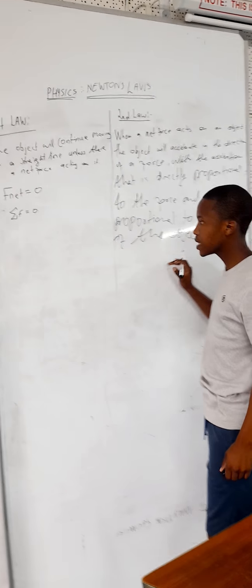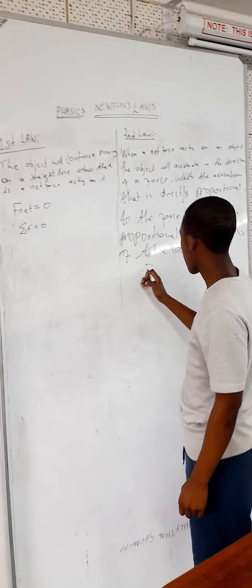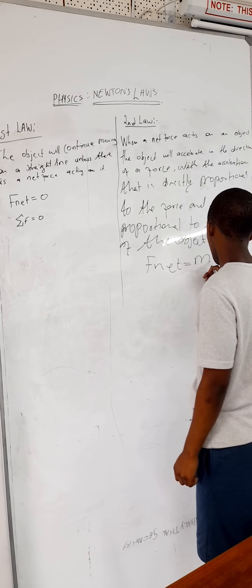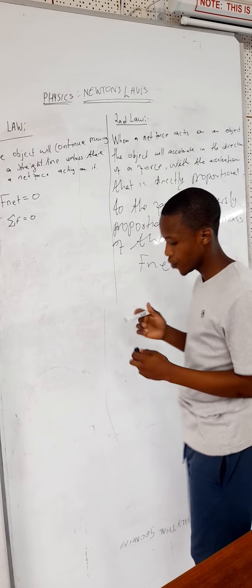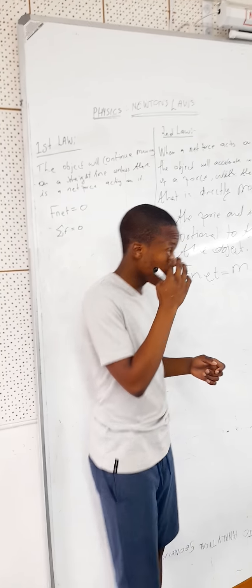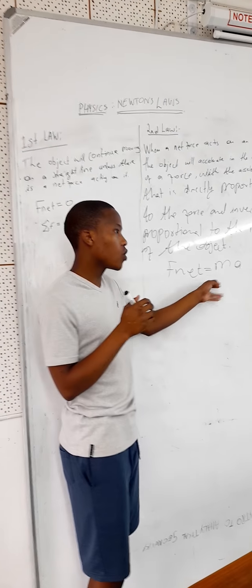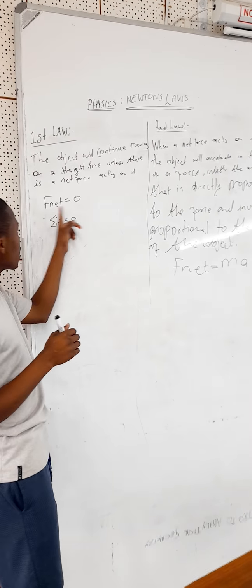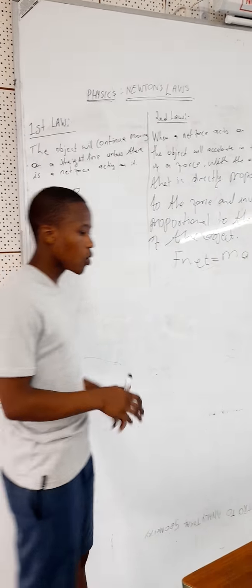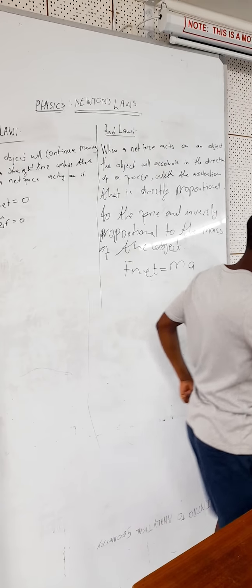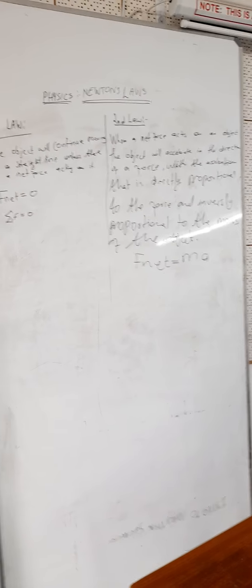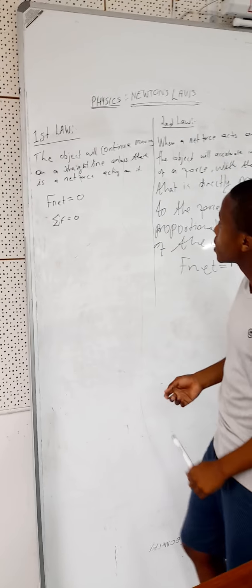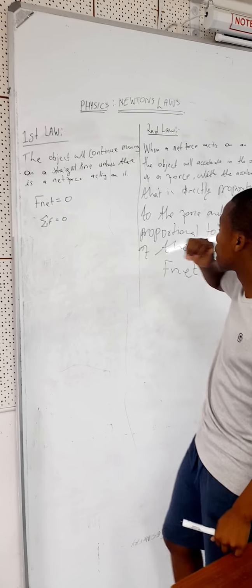Then this mathematically is represented by F net equals MA. I don't want you to confuse yourself. F net equals MA means second law. F net equals 0 also means second law.